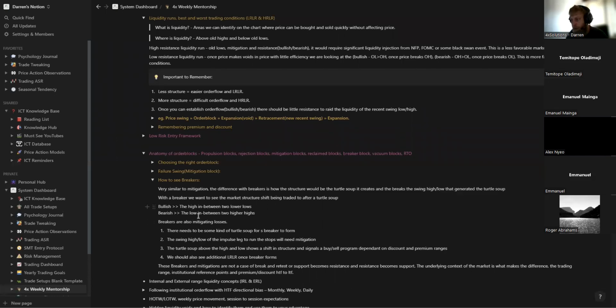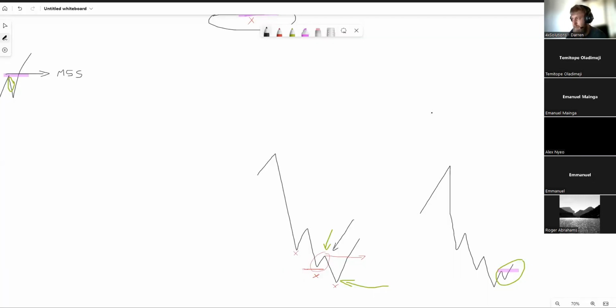And then in reverse, the low in between two higher highs, right? Simple. That's all it is. What happens? It goes up, it retraces, it goes up again, grabs the liquidity of this high, and then reverses. Boom. Breaker created over here. That's the breaker. Why? Because there's a liquidity grab.